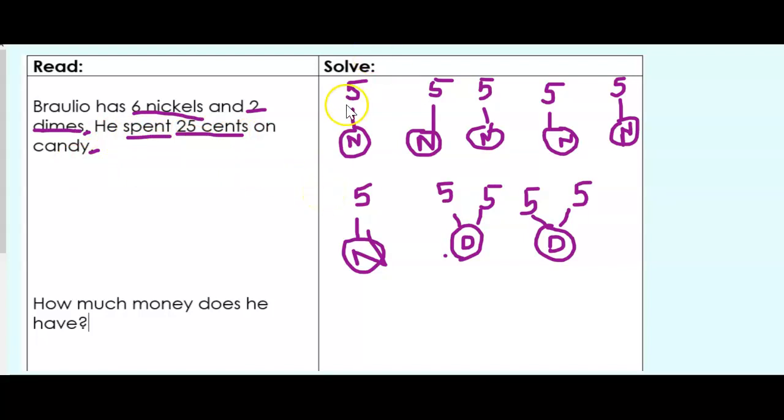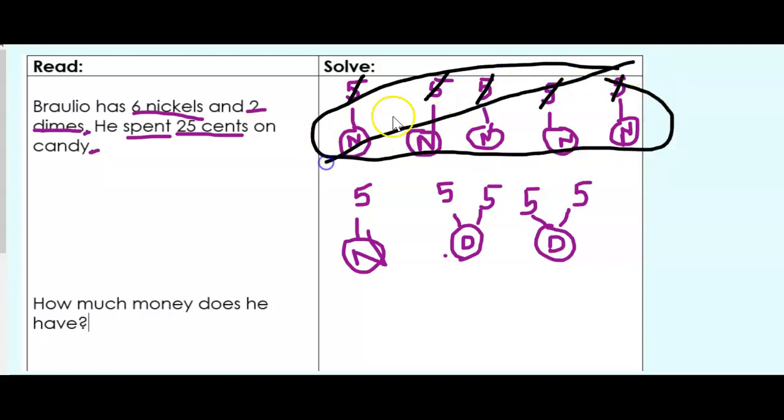So let's cross out 25 of our cents. Do you remember how to count by 5s? Here we go. 5, 10, 15, 20, 25. So let's just go ahead and circle all of this money and put a big X over it. Can you do that on your paper as well? Let's take all of that money out. He spent it. He no longer has these coins.